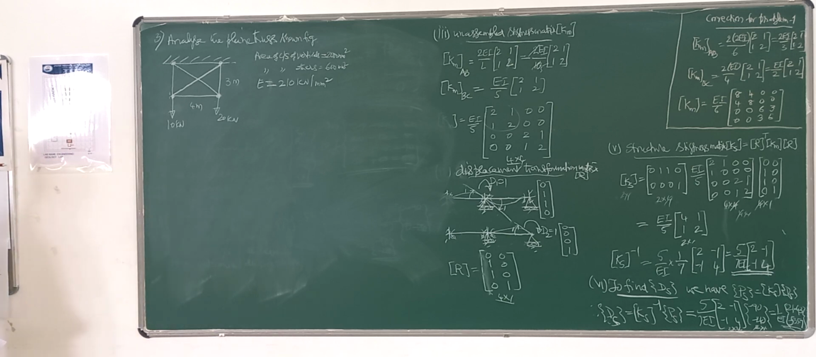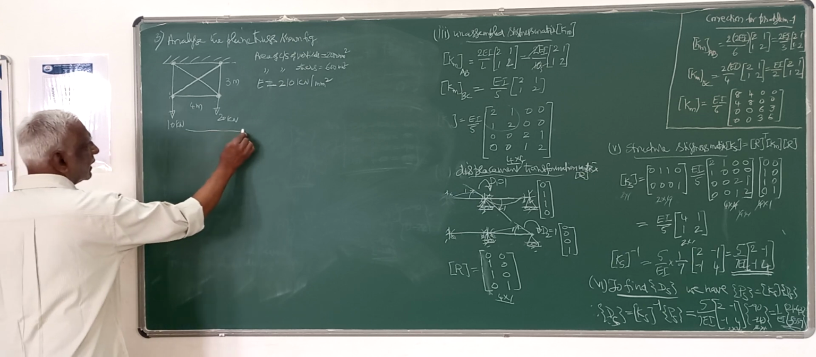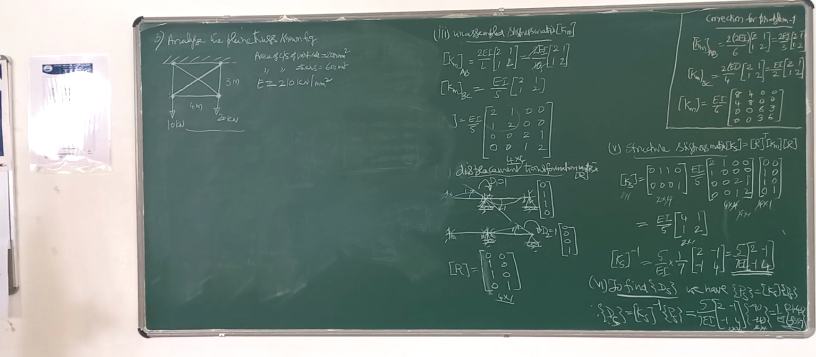For calculating the axial rigidity, AE, I have taken different area of cross section, also same as previous problem. So this problem, let us solve by stiffness method. Same procedure you can follow.